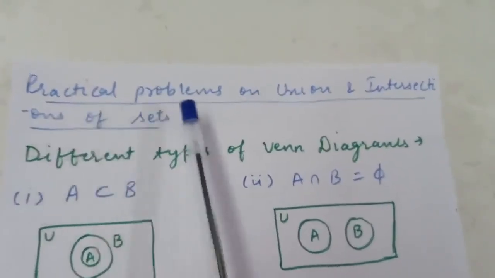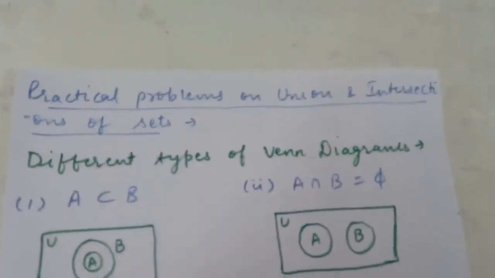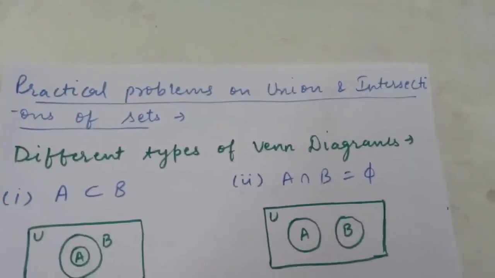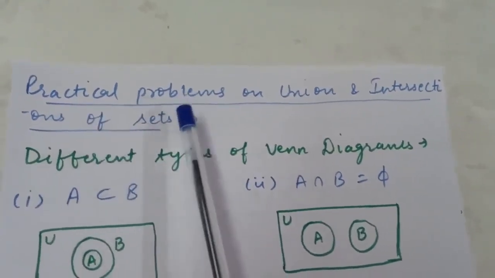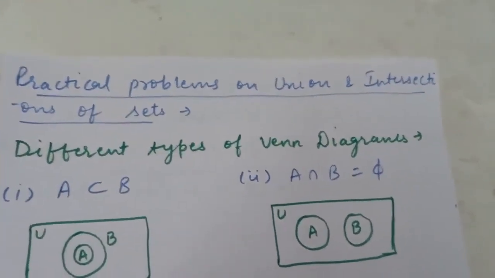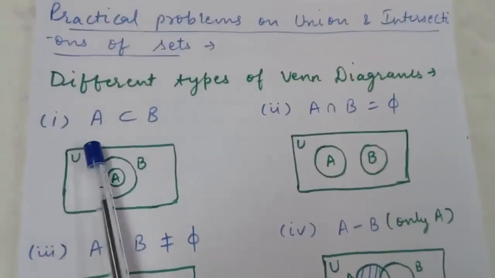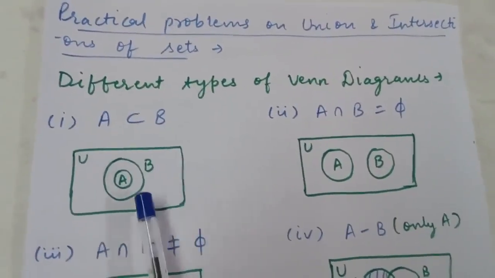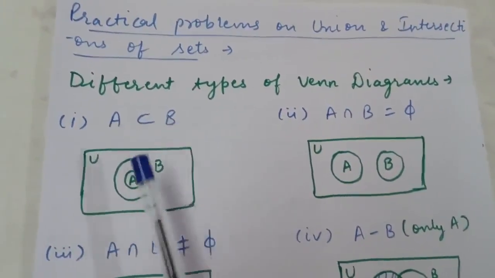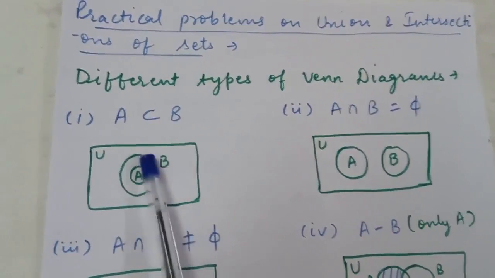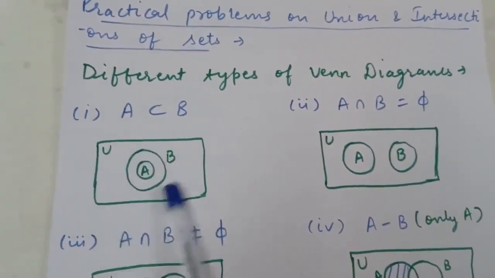Now, practical problems on union and intersection of sets. As we have studied union and intersections of sets, now we will study some practical problems. Before that, we will understand different types of Venn diagrams, right? So first is, if A is a subset of B, then the Venn diagram will be like this. Because A is a subset of B, all the elements of A will lie in the set B. So set A will also lie in the set B.